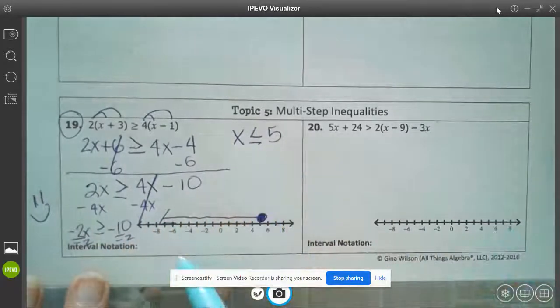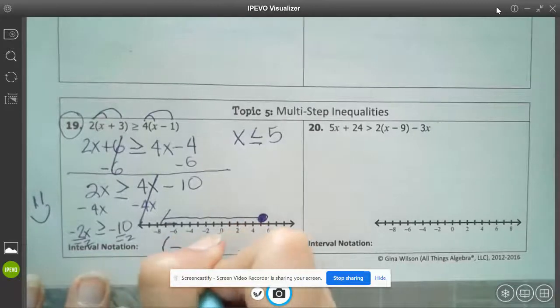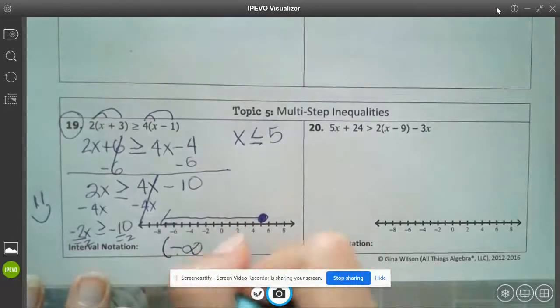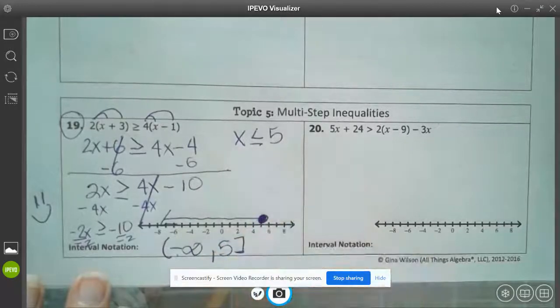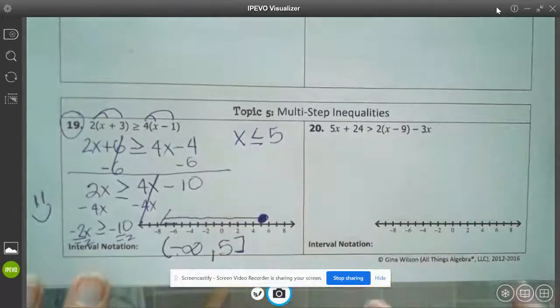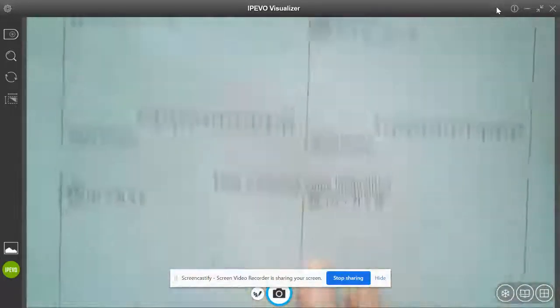And our interval notation looks like parentheses and the infinity, and it stops at 5, but it has a bracket. Why? Because it has an equal sign. Okay, so notice the equal sign here. All right, so let's move on. What else do we see?